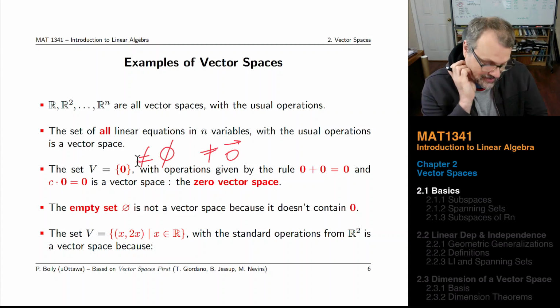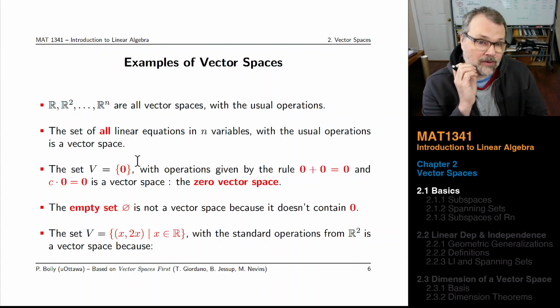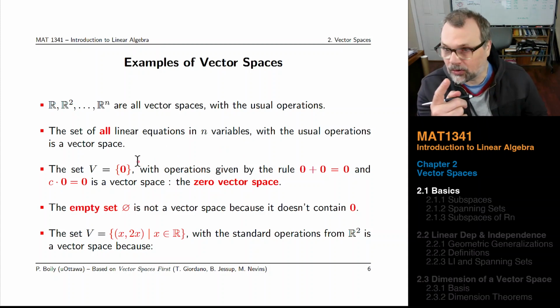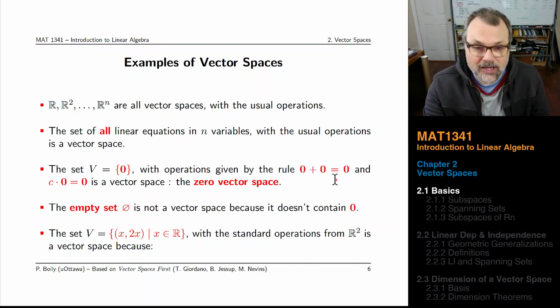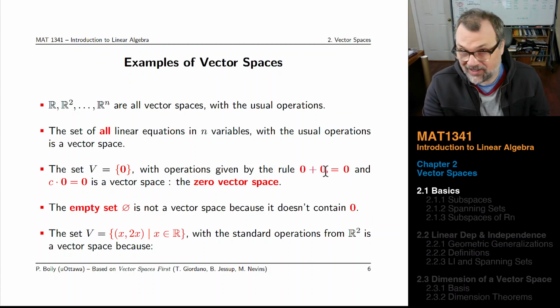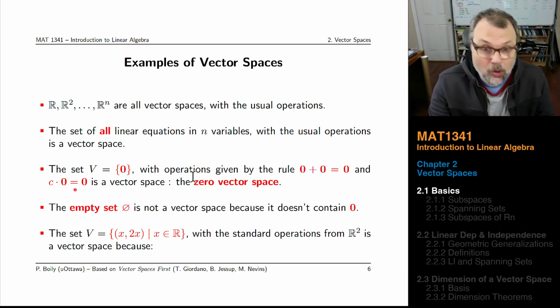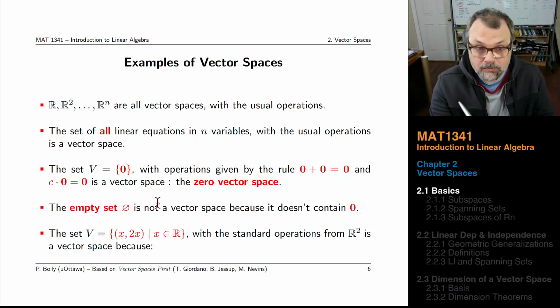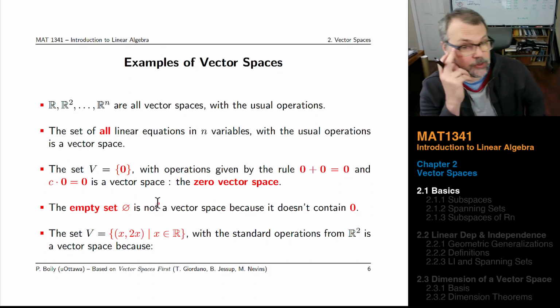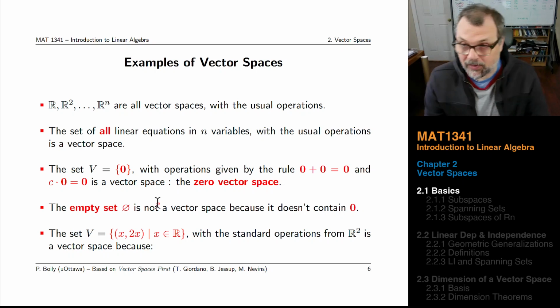This set is a vector space, right? Because there's only one vector in the set. Here's how you add it with itself. 0 plus 0 is 0. You can multiply 0 by any c, you still get 0. And then all of the other properties follow because there's literally only these two things to work with. That's a vector space. It's a special vector space. We call it the zero vector space.